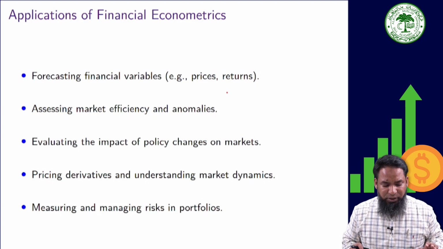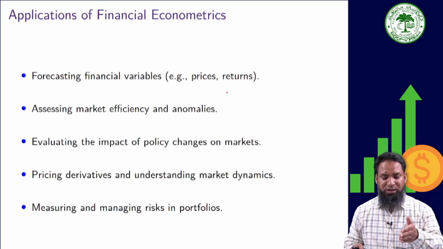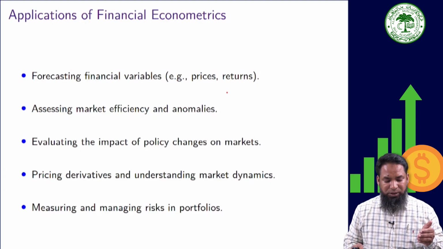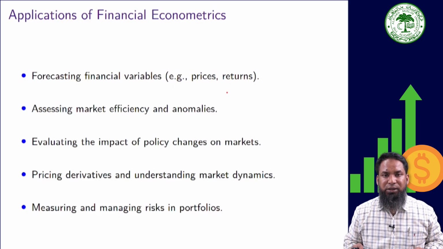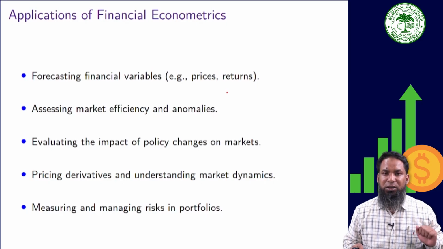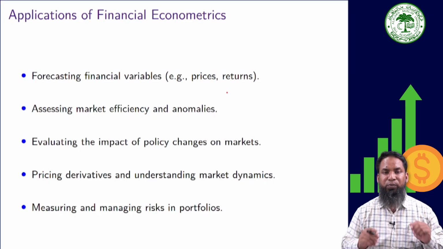Another application, in continuation with that, is the application of financial econometrics in forecasting financial variables, for example prices, returns, and volatility. Similarly, we can assess market efficiency and its anomalies. To take any measure to correct the market, we first have to identify the problems. We have to first assess the market situations. So, to take any policy decisions, we have to assess the market efficiency anomalies, and financial econometrics helps to do that.